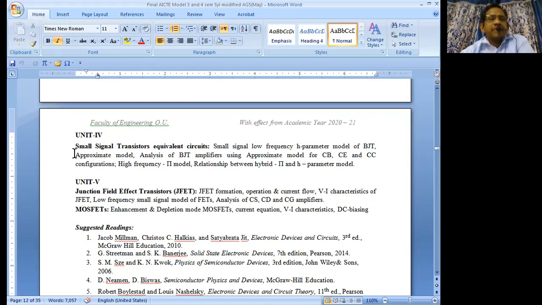That means we already know the small signal transistor equivalent circuits, and you have drawn the small signal low frequency H parameter model of BJT, approximate model analysis of BJT amplifiers using the approximate model for CB, CE, and CC configurations, and we discussed the high frequency pi models. And we start from this particular unit. That means unit 4 of the ED subject is the basis for our analog electronic circuits subject now.